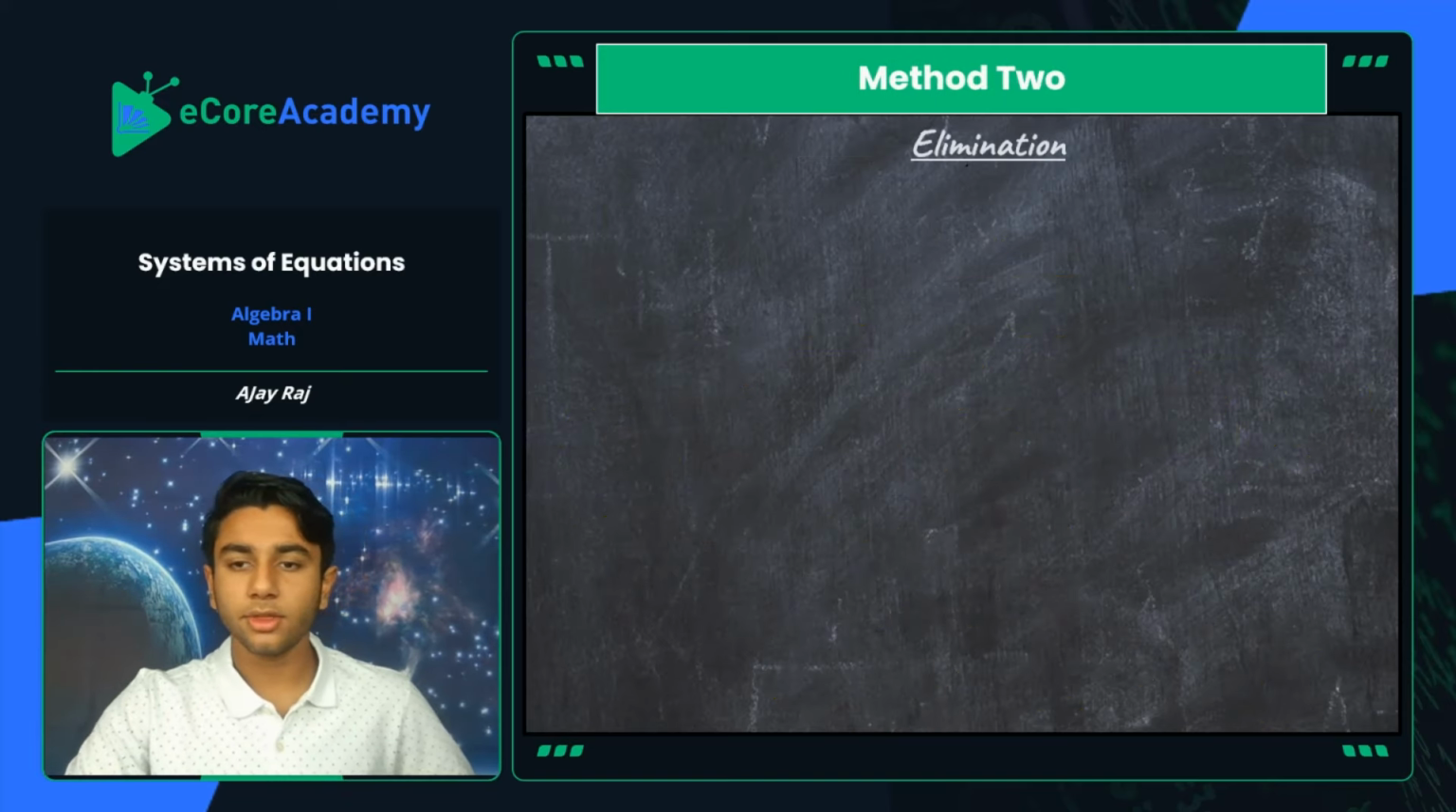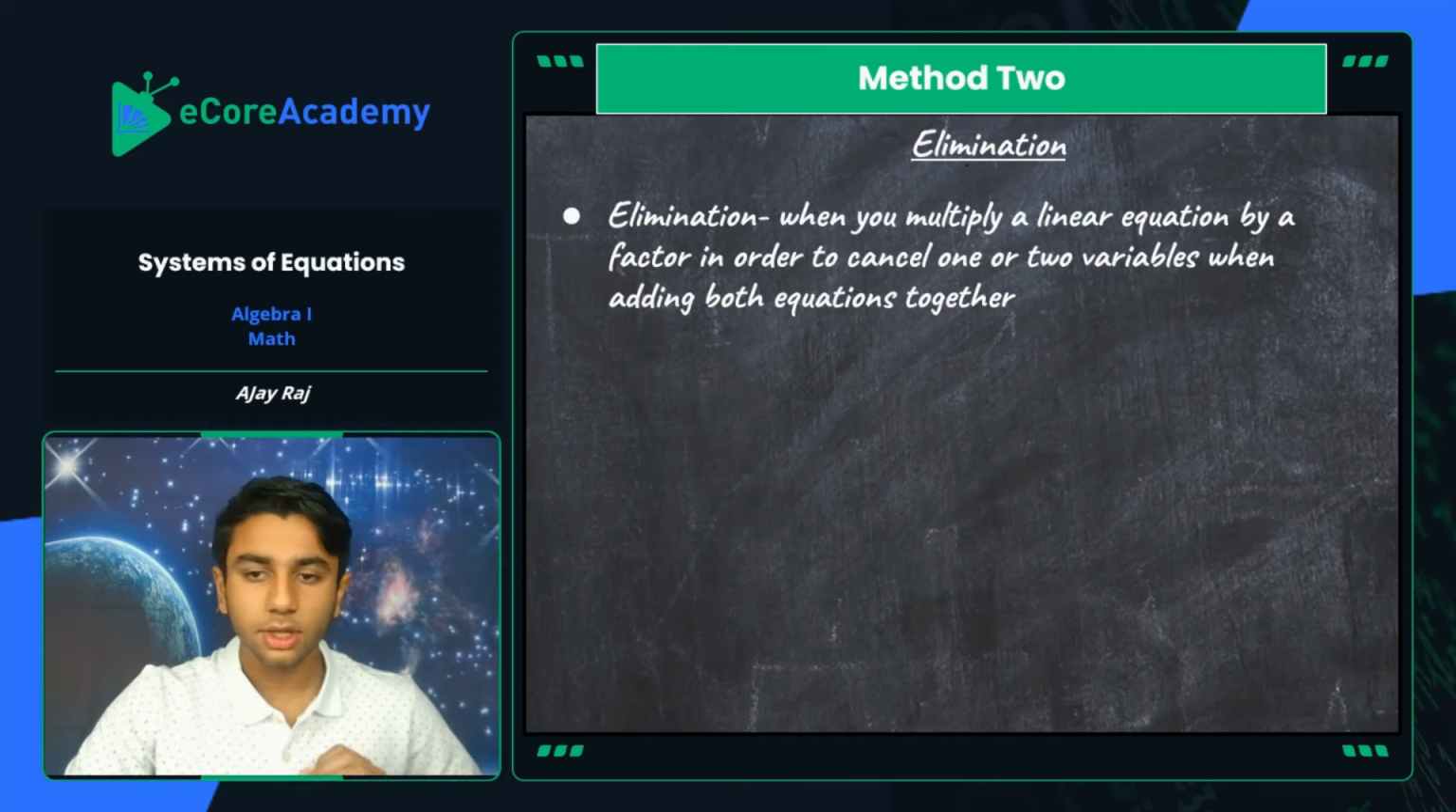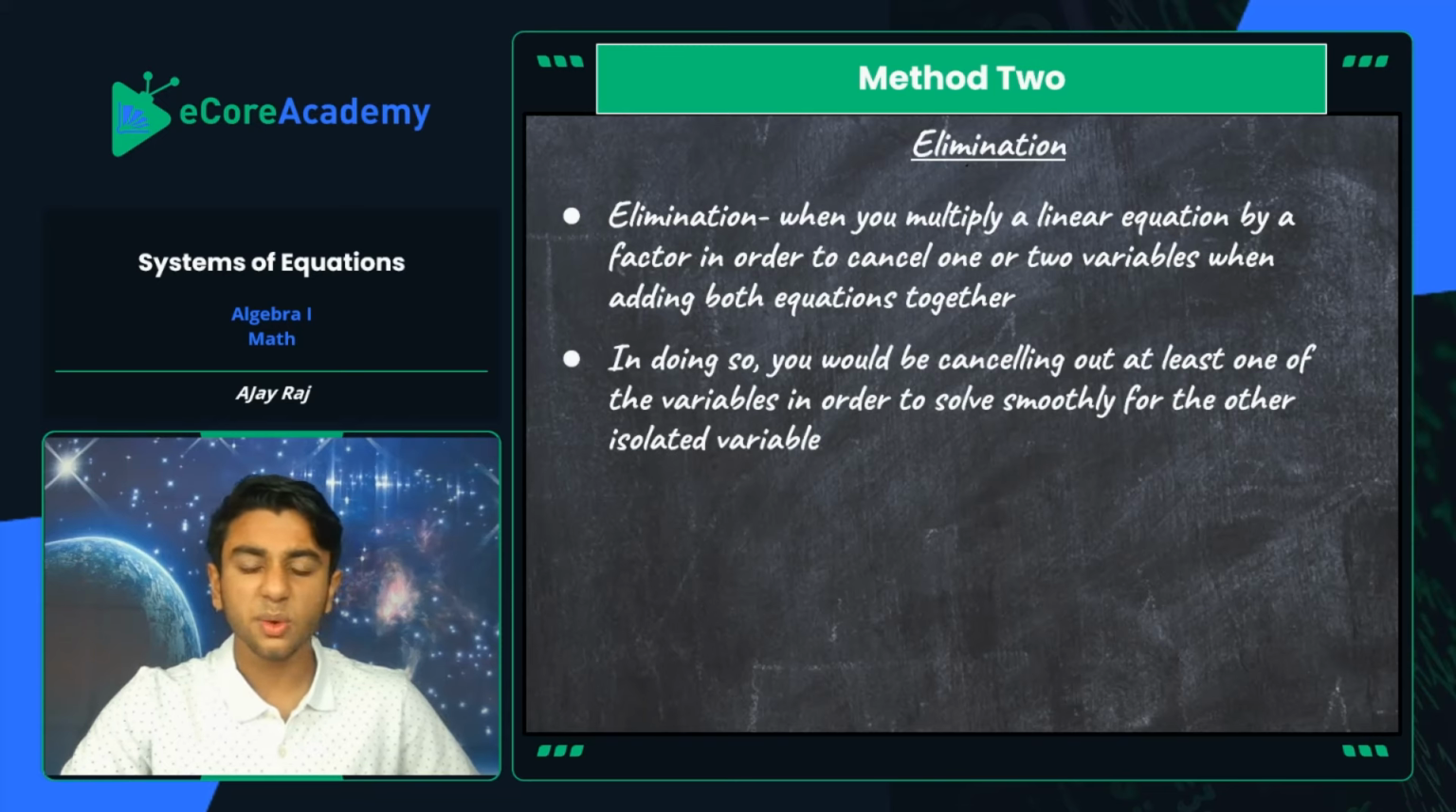Now let's take a look at method 2, which is our elimination method. This is my personal favorite, especially when you get somewhat more complicated numbers. Oftentimes they can have smooth solutions, and this is probably the most efficient. So elimination is when you multiply a linear equation by a factor in order to cancel out one or two variables when adding both equations together. So in doing so, you'd essentially be canceling out one of the variables, or at least one of the variables. It is by chance, if you multiply that by the same factor, both variables cancel out.